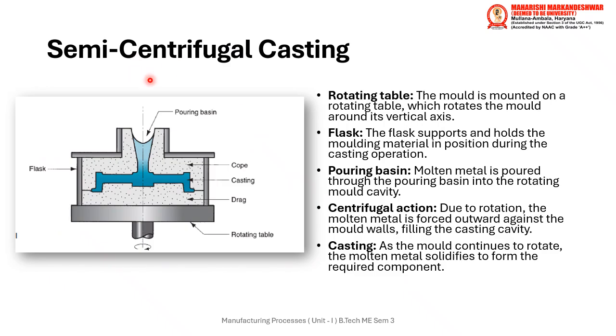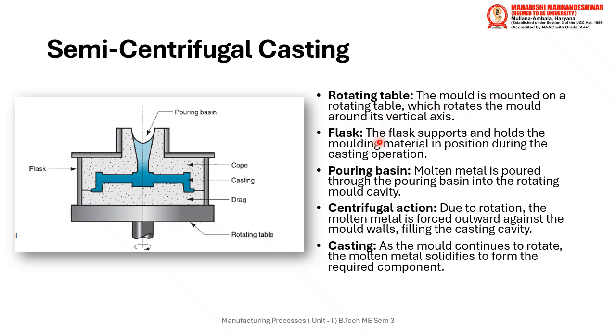Next we can see is the semi-centrifugal casting. In semi-centrifugal casting, what we have is we have the rotating table. So beneath is a table and it is rotating, and above is the cope and the drag, and following the flasks, the pouring basin. Now what is the rotating table? The rotating table is the mold is mounted on the rotating table, which rotates the mold.